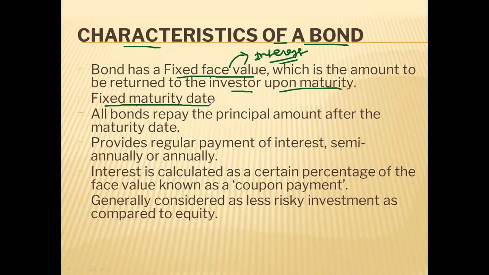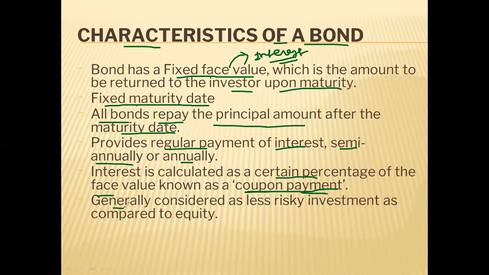Suppose you are investing for 5 years, it means the bond will be redeemed after 5 years. All bonds are redeemable. So all bonds repay the principal amount after the maturity date. They will pay regular interest, either annually or semi-annually. Interest is calculated as a percentage of face value. Interest is known as coupons. So in bonds, interest is called coupon payment, which means nothing but interest payment. The technical name for interest is coupon.